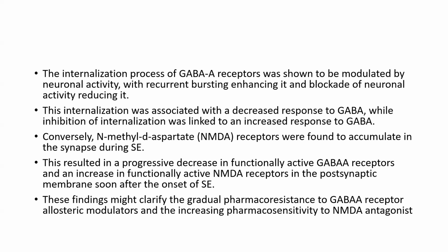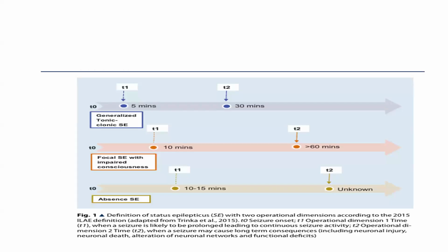Conversely, N-methyl D-aspartate receptors were found to accumulate in the synapse during status epilepticus. This resulted in the progressive decrease of functionally active GABA A receptors and increase of functionally active NMDA receptors in the postsynaptic membrane soon after the onset of status epilepticus. This finding might clarify the gradual pharmacoresistance to GABA A receptor allosteric modulators, and increasing pharmacosensitivity to NMDA antagonists.